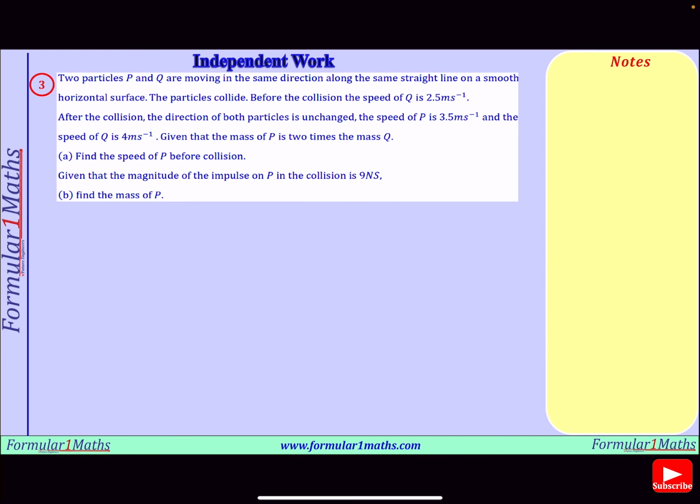Question 3. Two particles, P and Q, are moving in the same direction along the same straight line on a smooth horizontal surface. The particles collide. Before the collision, the speed of Q is 2.5 meters per second. After the collision, the direction of both particles is unchanged, and the speed of P is 3.5 meters per second, and the speed of Q is 4 meters per second. Given that the mass of P is 2 times the mass of Q, A. Find the speed of P before collision. B. Given that the magnitude of the impulse on P in the collision is 9 Newton seconds, find the mass of P.